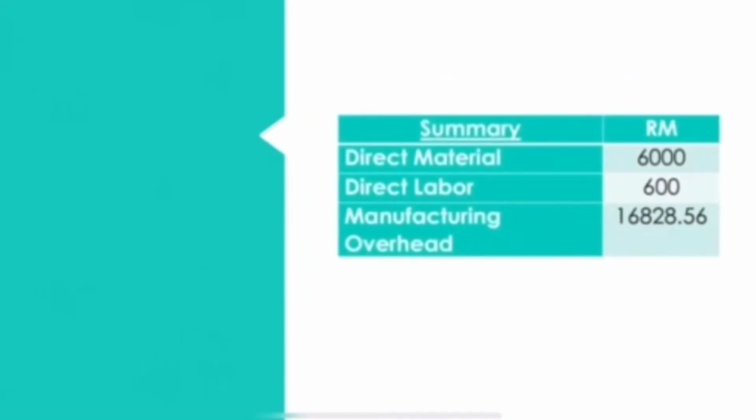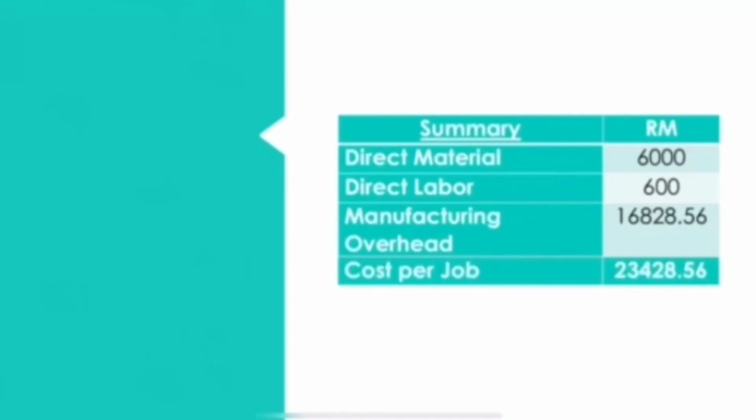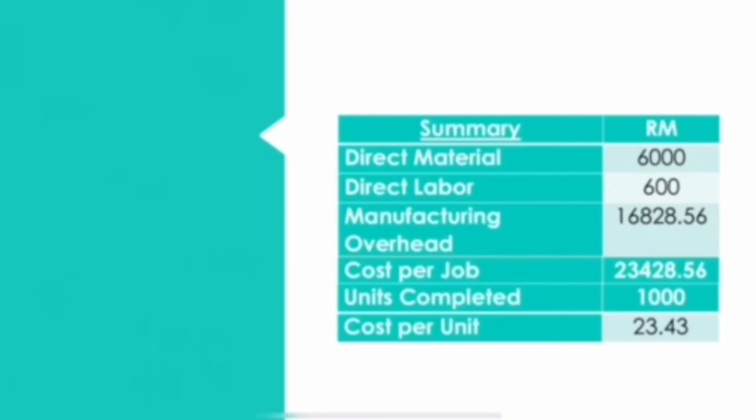The last step is to summarize all of the manufacturing costs involved. So let's just take the answer from each part. First, direct material cost 6,000 ringgit, direct labor cost 600, and manufacturing overhead cost 16,828 ringgit 56 cent. Then we sum up all, and we get 23,428 ringgit 56 cent for our cost per job. Then we divide by 1,000 units completed, and we get 23 ringgit 43 cent for each book.